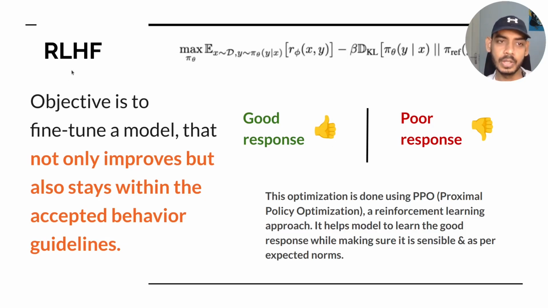So the objective is to fine-tune the model so that it not only improves, but also stays within the accepted behavior guidelines. That is the whole part of RLHF. The better the response, the better the reward, and for a poor response there is penalization. These things are taken care of by PPO, proximal policy optimization, a reinforcement learning approach. This is the technique that helps the model learn good responses while also ensuring the response is not inappropriate.